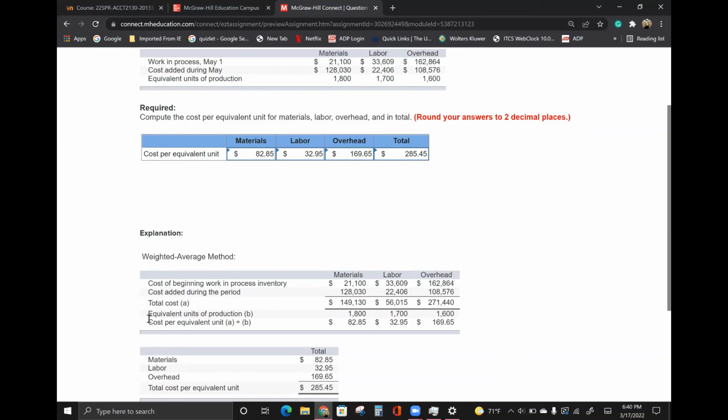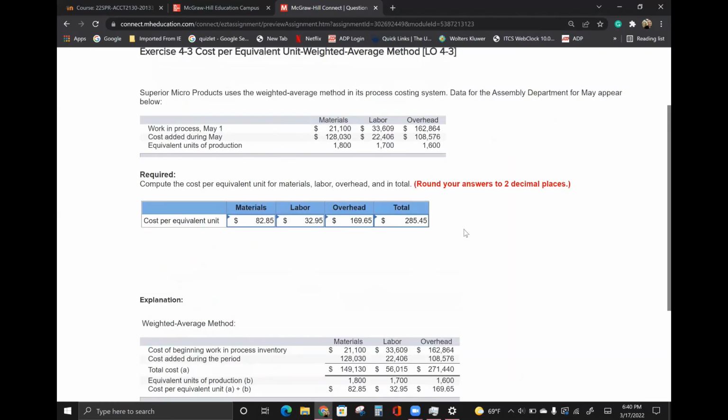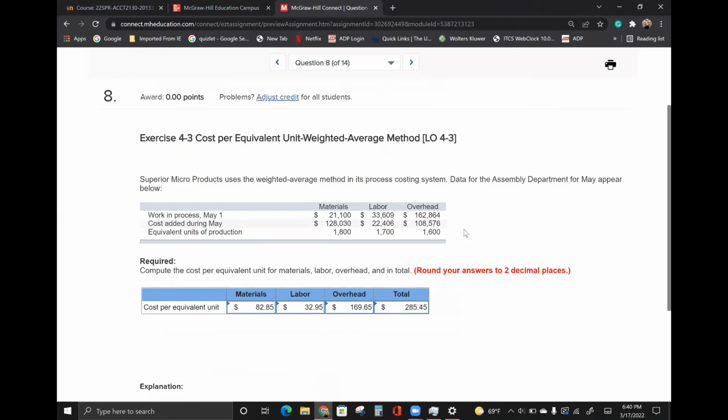Okay, so how do we figure out per unit? We take the total cost divided by the units. So we're taking the 149,130 divided by the 1,800. That gives us our 82.85 for materials. And then we do the same thing for labor and overhead. Add all three together, and that gives you your total. I don't know if the homework's going to make you put the total, and maybe it'll sum it up right there. I'm not sure. Okay, so now that's walking through the cost.